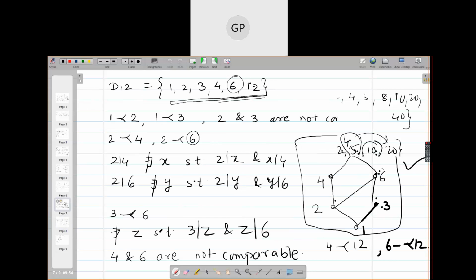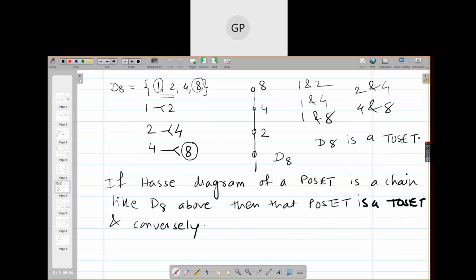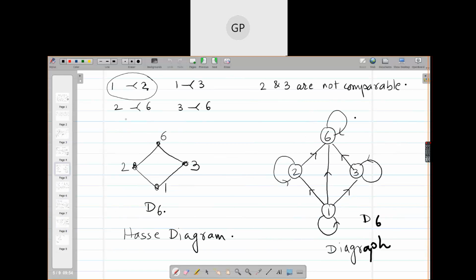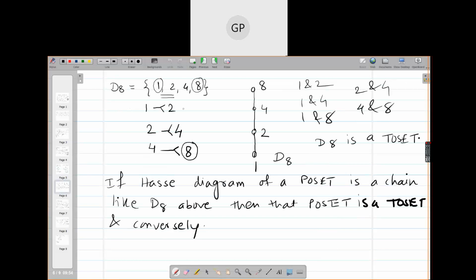I told you whenever you have 4 elements and 2 elements are not comparable, then the Hasse diagram will look like a rhombus. Then when you have 4 elements, but all the elements are comparable, then it will be a chain. So it will be a toset, a totally ordered set, like D8.